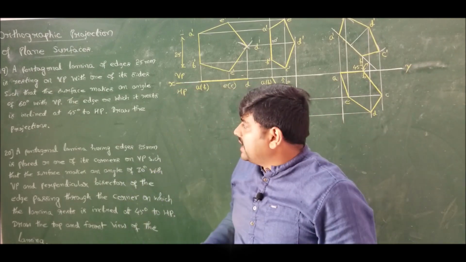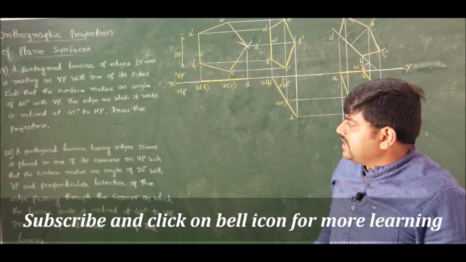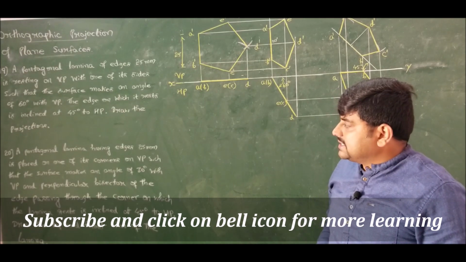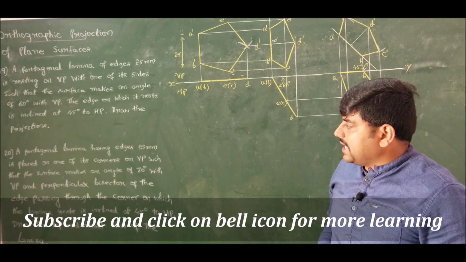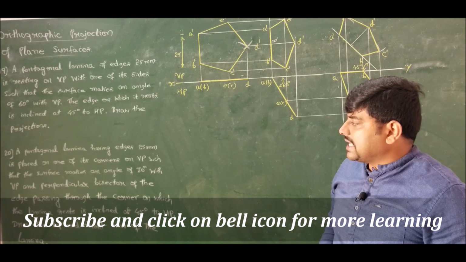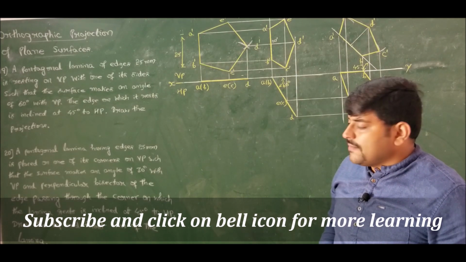Next, moving ahead to problem number 20 of our discussion, which states that a pentagonal laminae having edges 25 mm is placed on one of its corners on vertical plane such that the surface makes an angle of 30 degrees with vertical plane, and the perpendicular bisector of the edge passing through the corner on which the laminae rests is inclined at 45 degrees to HP. Draw the top and front view of the laminae.